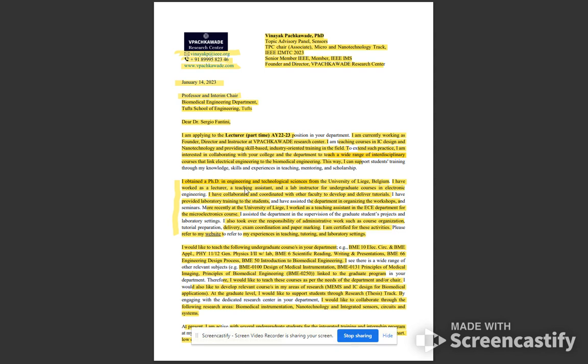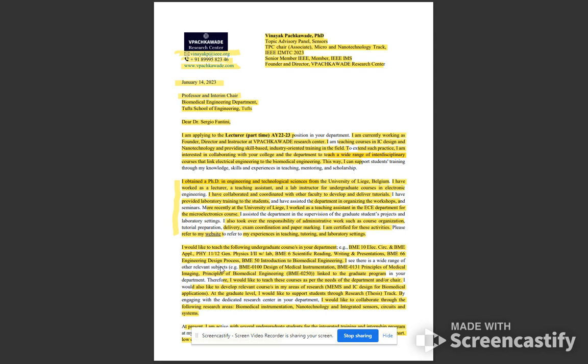In the second paragraph, you describe your qualifications and your experiences in teaching, research, and administrative work. If it is a teaching based position, make sure you focus and write more about that. If it is a research based position, make sure you focus and provide more information about that. So it is always customized.